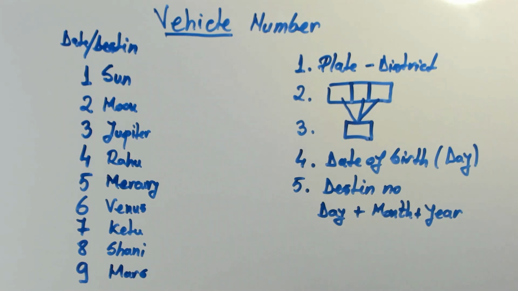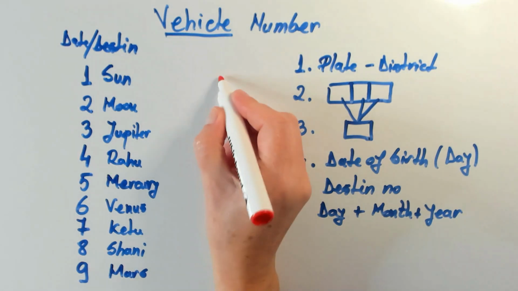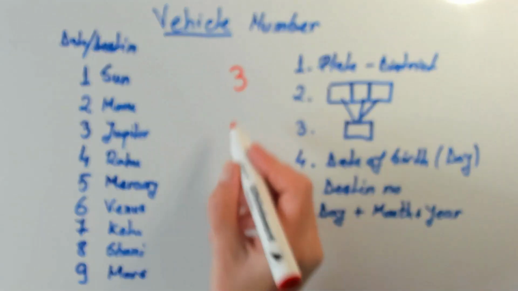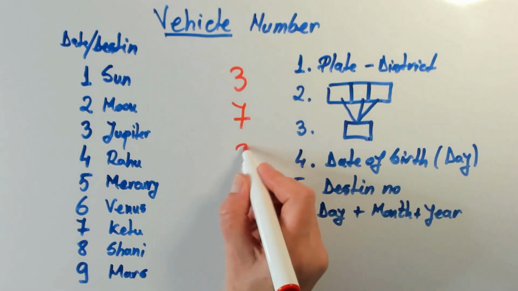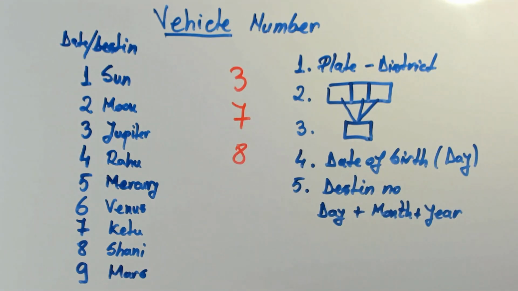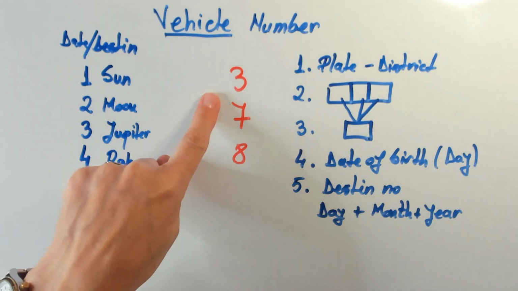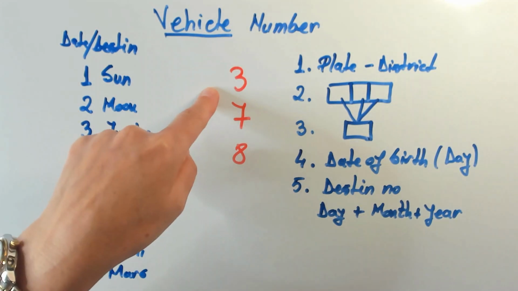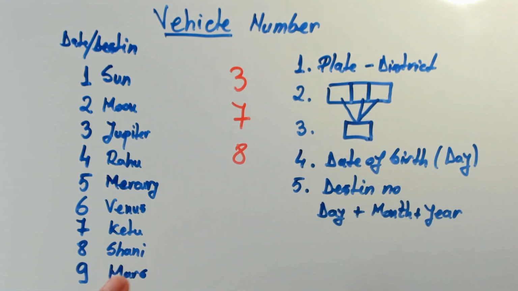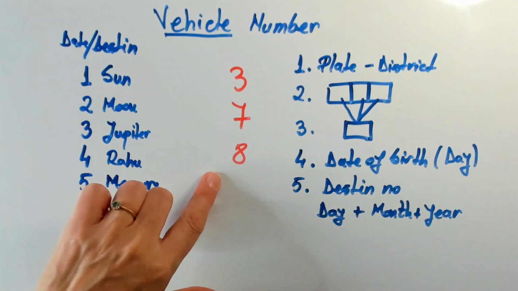So the first thing that you need to know, valid for everybody, is to avoid on the plate the numbers 3, 7, and 8. Because you see, the number 3 is a very stubborn number. And also 7, also 8.